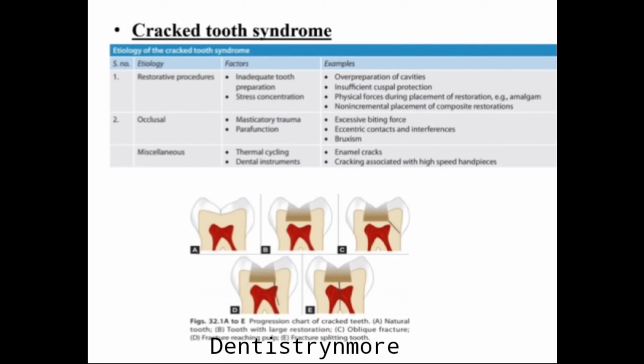Now we are moving to cracked tooth syndrome. In this column you can see the etiology, factors and examples. Cracked tooth syndrome can occur in restorative procedures, with factors such as inadequate tooth preparation and stress concentration. Occlusally, there will be masticatory trauma and parafunction, and miscellaneous factors include thermal cycling and dental instruments.